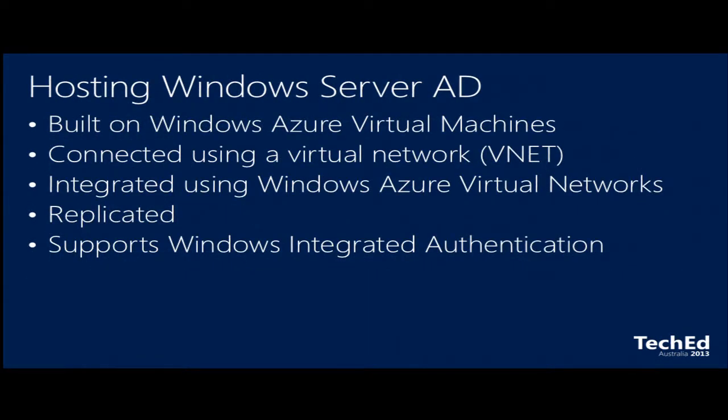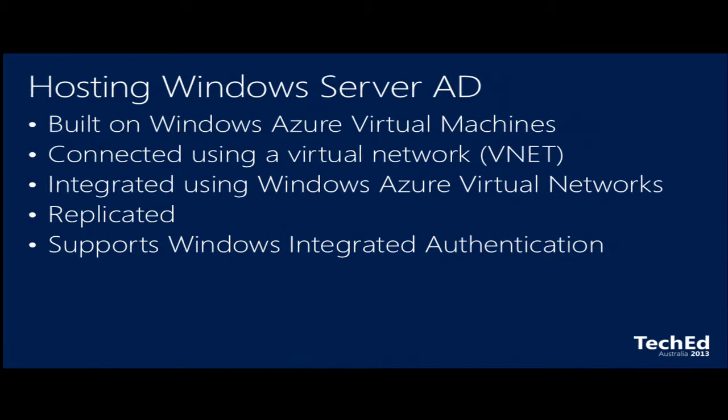In terms of hosting Windows Server AD, we can host it in a Windows Azure Virtual Machine, so as an infrastructure service. Connect that Windows Server AD with perhaps a range of cloud services or other virtual machines that are running in the cloud using a virtual network, a VNet. And then further integrate that virtual network running in the cloud with our on-premises network using Windows Azure Virtual Networks, a VPN. Now, I'm not going to talk about the details of this, there are probably other sessions that talk about this in detail, but that is an option that is available to you.